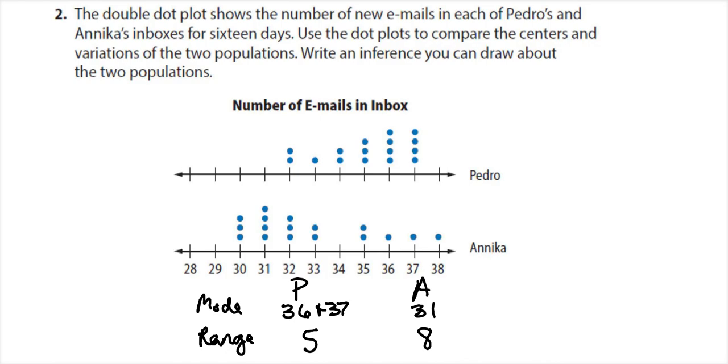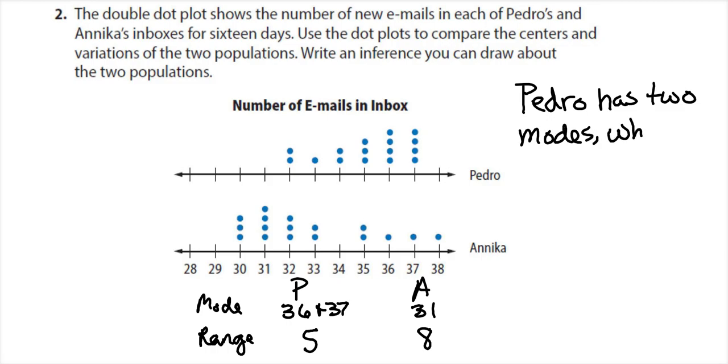All right, so let's do some sentences here. So Pedro has 2 modes while Annika only has 1.